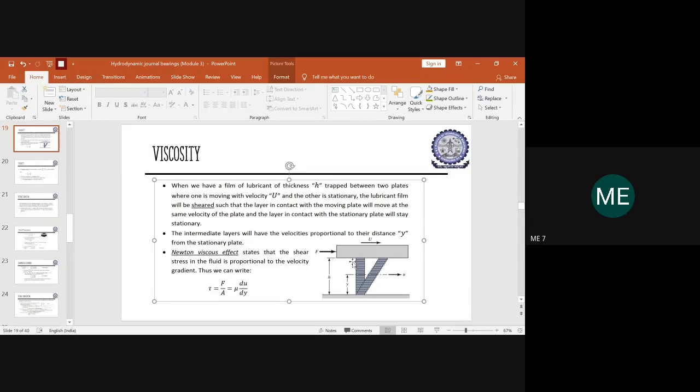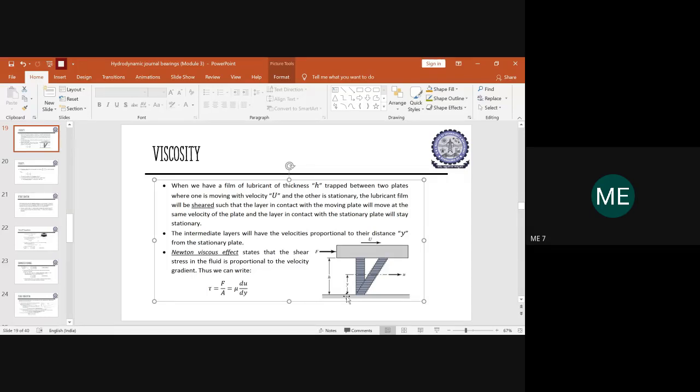So here the fluid will move with the same velocity because the lubricant film is very near to the moving plate. And here the lubricant film is very near to the stationary plate, and hence the fluid or the film here will be held stationary. But other intermediate layers will be moving with a slight amount of velocity, and that velocity will be exactly proportional to the distance from which it is being held from the stationary plate.